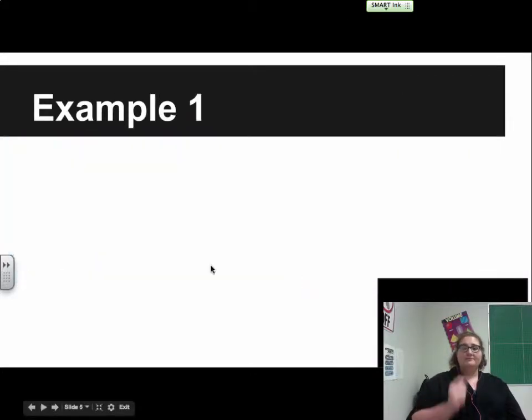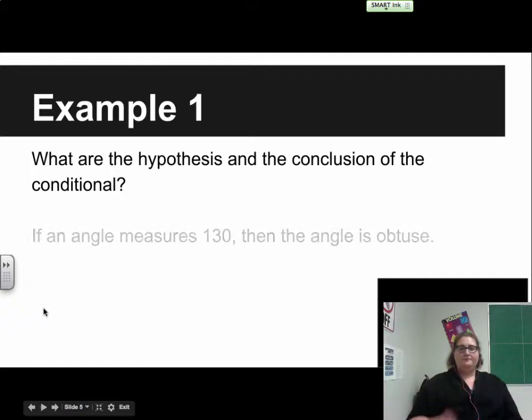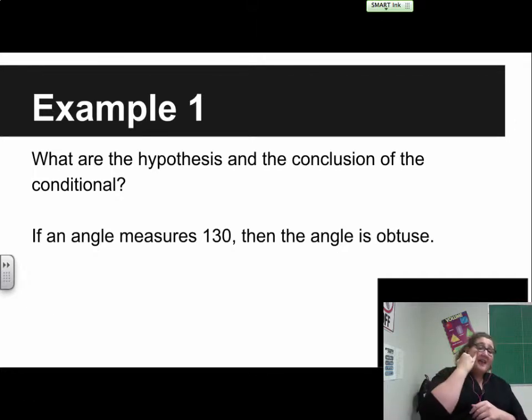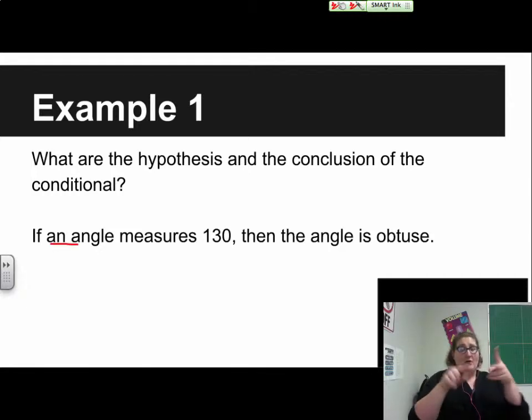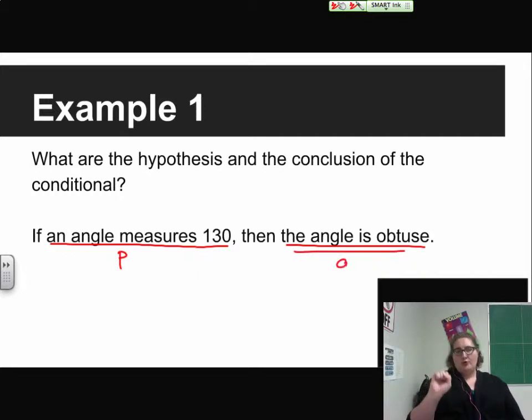Example 1. What are the hypothesis and conclusion of the conditional? If an angle measures 130, then the angle is obtuse. Now we know that after the if, it's if the hypothesis, then the conclusion. So we're saying if the hypothesis, an angle measures 130, then the conclusion, then the angle is obtuse.